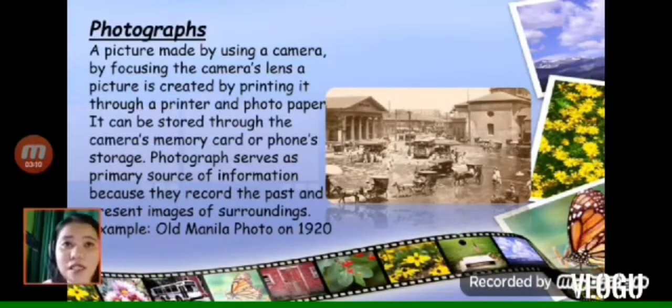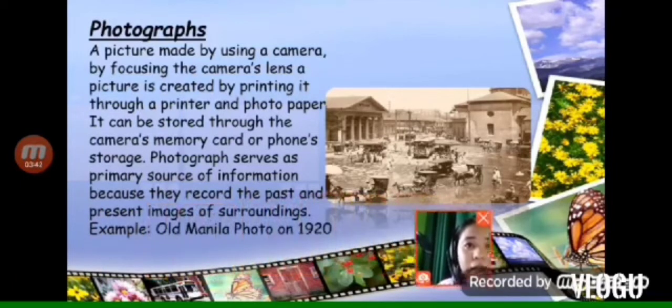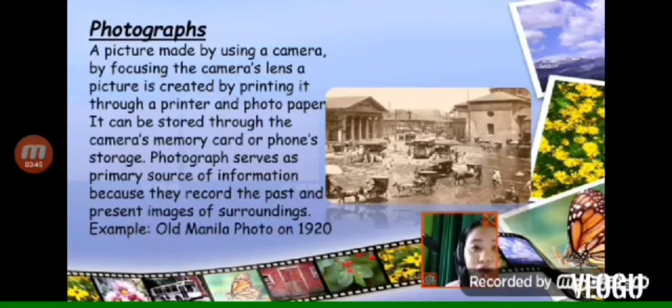The second one is the photographs or photos. A picture made by using a camera. By focusing the camera's lens, a picture is created by printing it through a printer and photo paper. It can be stored through the camera's memory card or phone storage. Photographs serve as a primary source of information because they record the past and present images of surroundings. Example, as you can see, the old Manila photo in 1920.